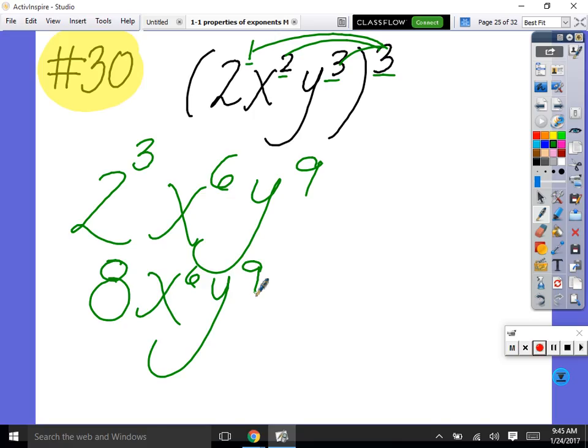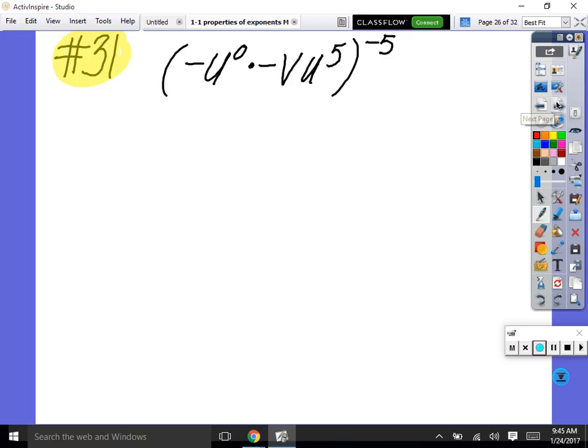Okay, getting a little bit more advanced. Do we have questions on that? Did I go too fast? We're all good? Okay. Number 31. Here's a little bit of a tricky one. Now here's why. We're always going to simplify in our parentheses first if possible.